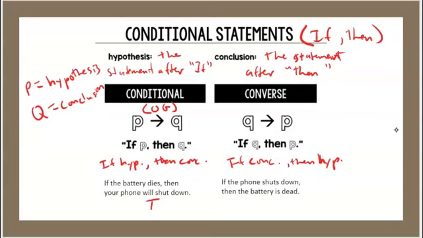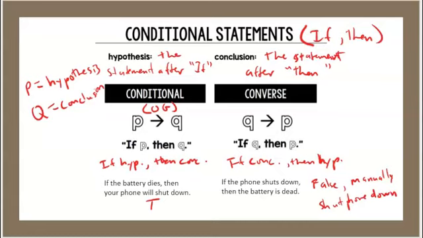But if the phone shuts down, then the battery is dead? Does that have to be an accurate conclusion? And we can say, I'm going to put false because I found a counterexample that works. In this case, that's when I manually shut the phone down. I can do that by myself. I can turn my phone off on my own.